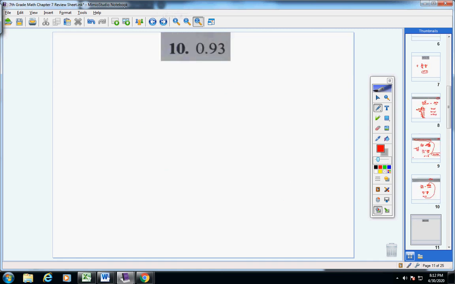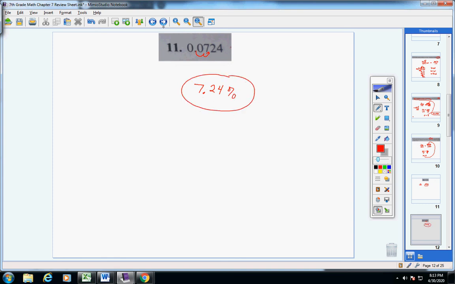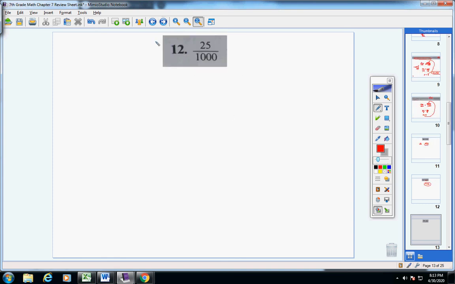Okay, numbers 10, 11, 12, and 13. They want us to write the number as a percent. Change it to a percent. This one's easier, guys. You know, if you have a decimal and you want to change it to a percent, simply move it two spaces to the right. So 0.93 is 93%. Number 11, okay? Again, it's a decimal, so we move the decimal 2 places to the right. 1, 2. So my answer is 7.24%.